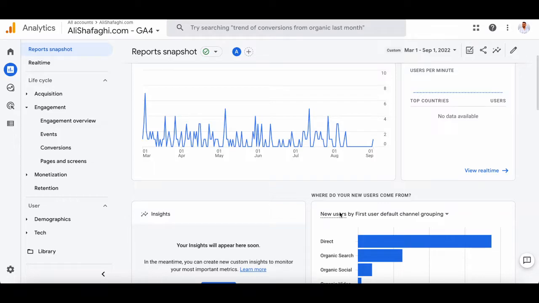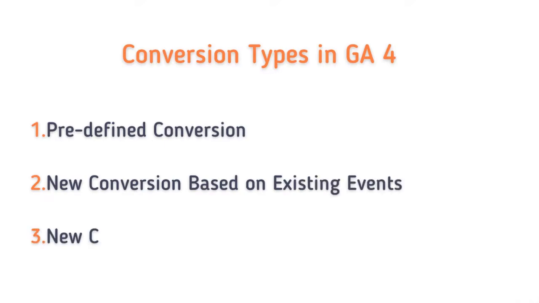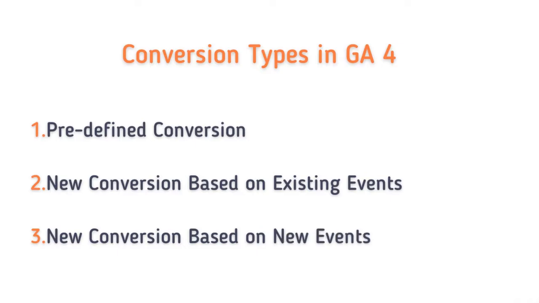In this video, you will learn how to track conversion in Google Analytics 4. In GA4, we have 3 different conversion types. First one is predefined conversion. Next, we have new conversion based on existing events. And third, we have new conversion based on new events.